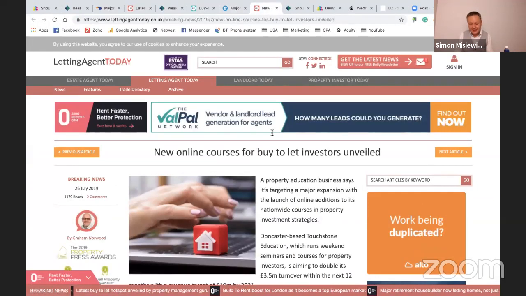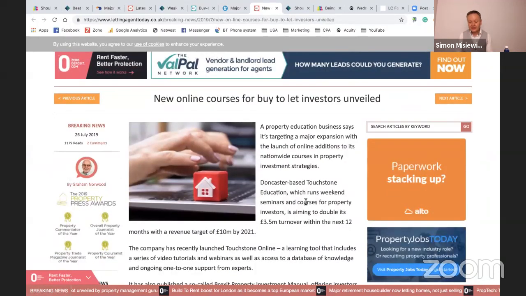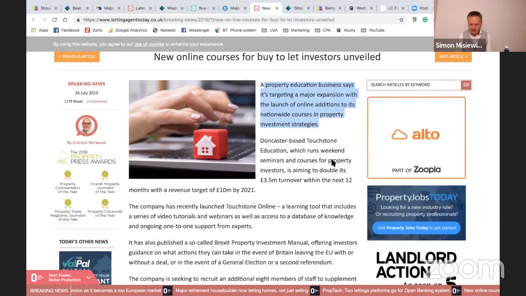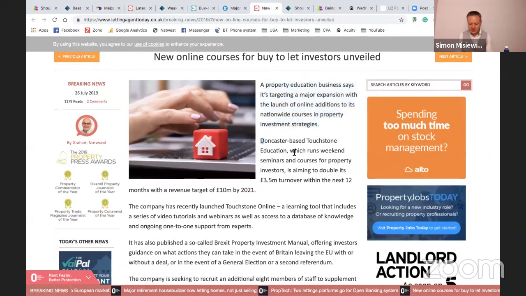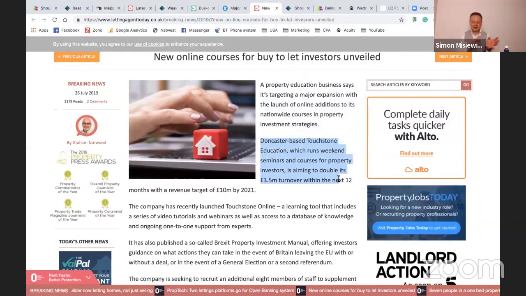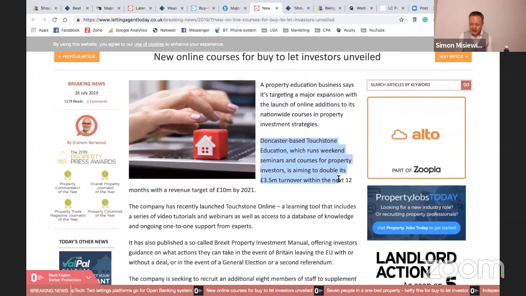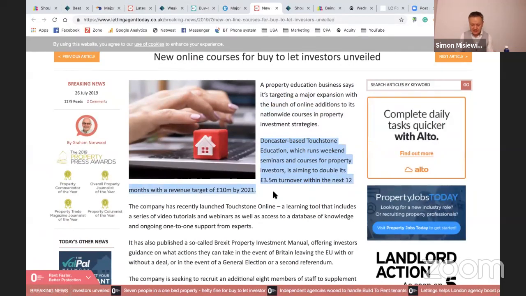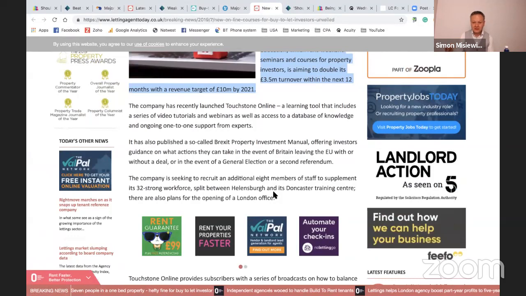Letting Agent Today again talked about this new online buy-to-let investors unveiled, a property education business that is targeting major expansion with its launch of online products. And it's nationwide as well. Now, I don't do nationwide stuff. Doncaster-based Touchstone Education, which runs weekend seminars and courses for property investors, is aiming to double its 3.5 million turnover within the next 12 months, and really to go to £10 million worth of turnover by 2021, which is great to see. But it's going to be looking at doing different types of property investing, but online.